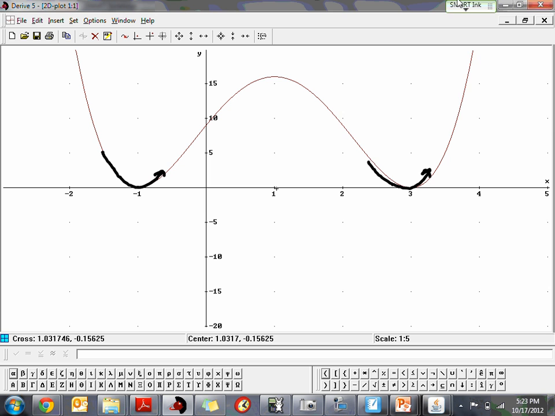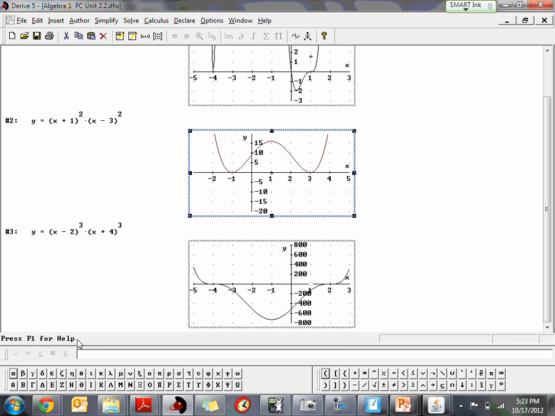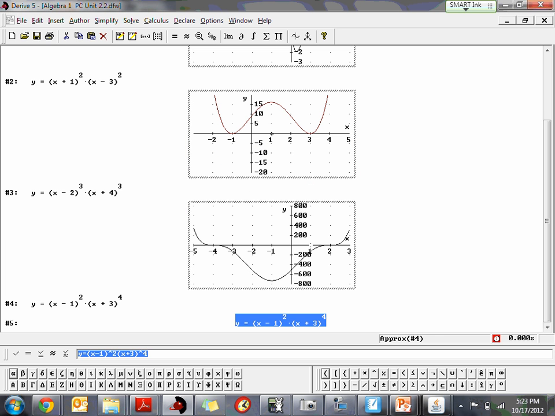One thing I didn't get in here to illustrate, I do want to show you the difference between a second degree and a fourth degree multiplicity. So I'll type that in quickly. We'll go y equals, and we'll go x minus 1 raised to the second, times maybe an x plus 3 raised to the fourth. And now these numbers get quite large very quickly.